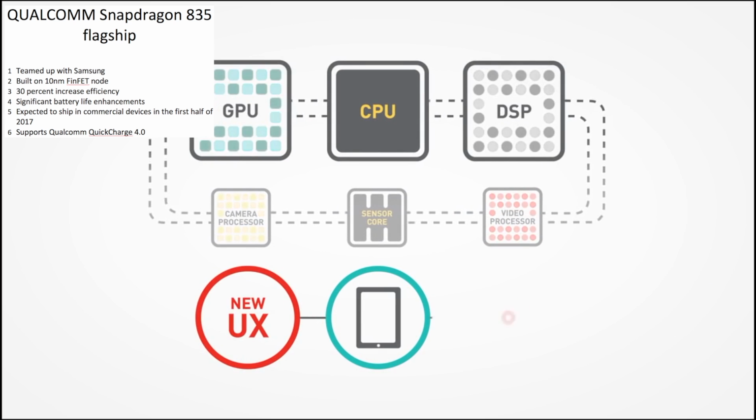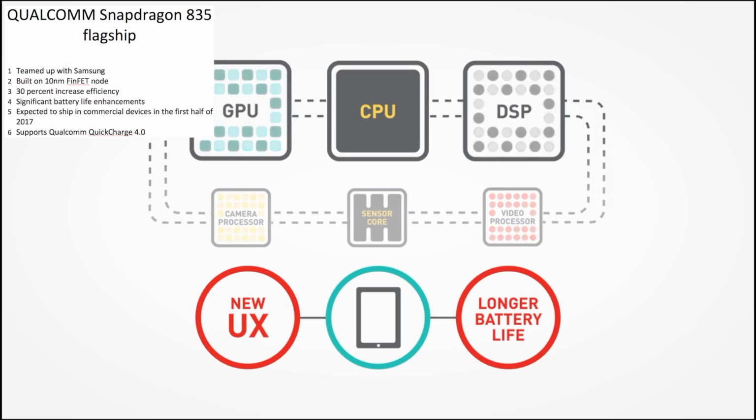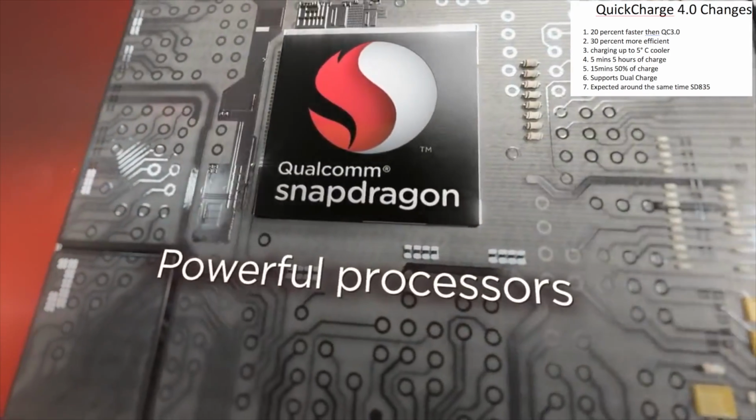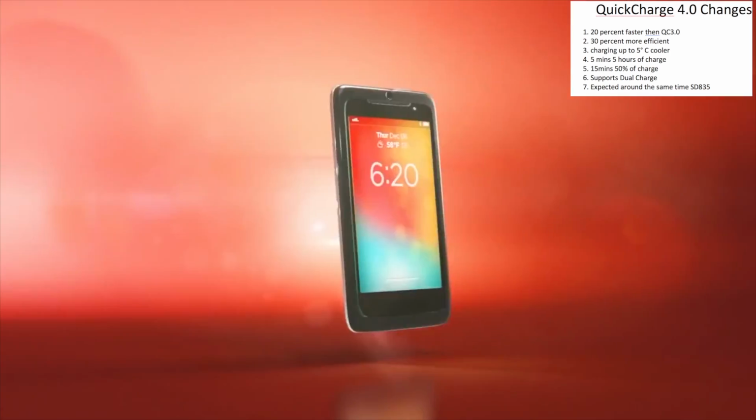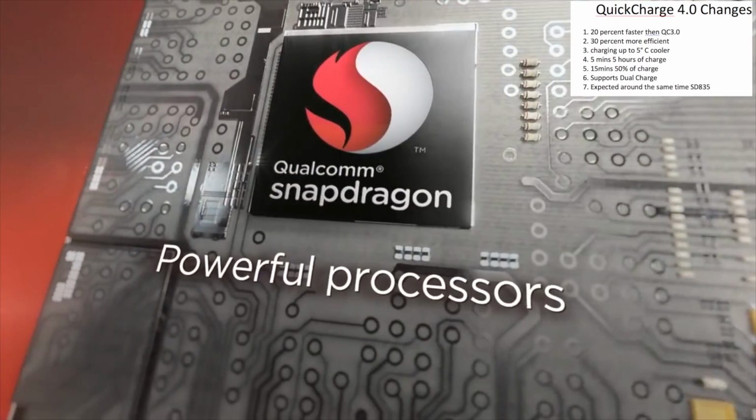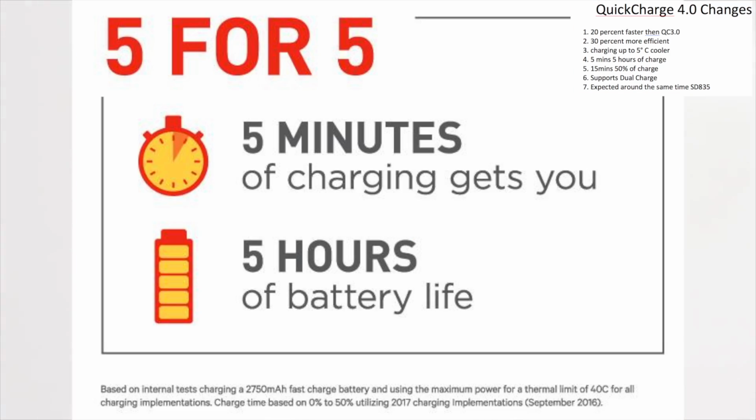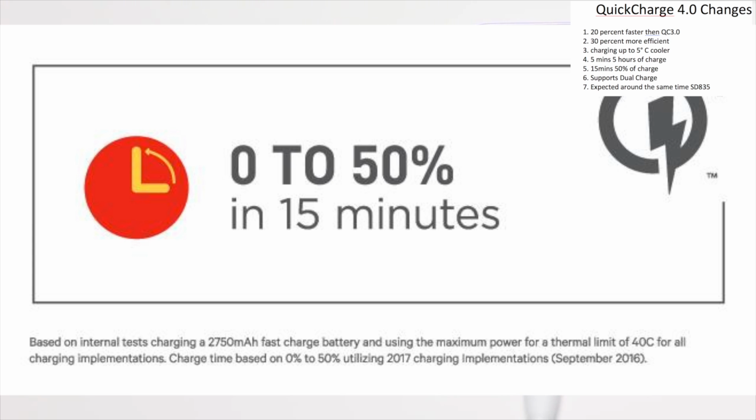It also supports QuickCharge 4.0. So what is QuickCharge 4.0? Well, it's 20% faster than 3.0, has 30% more efficiency, and the best part is it's gonna be 5% cooler, okay? And in 5 minutes, they're saying you should get 5 hours of charge. All right, also in 15 minutes, they're claiming you're gonna get 50% charge, and it supports dual charge.